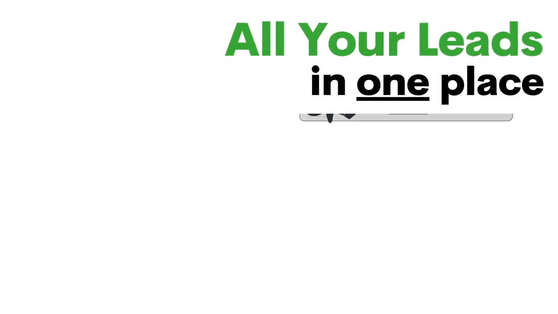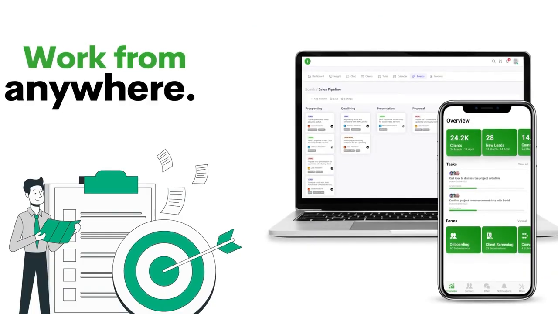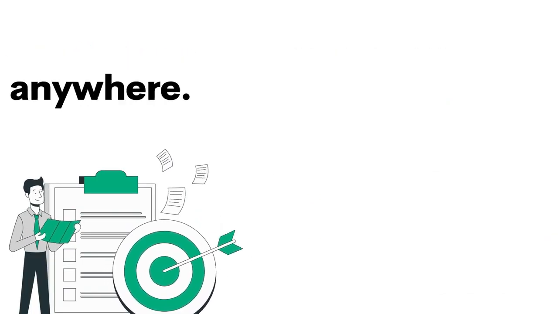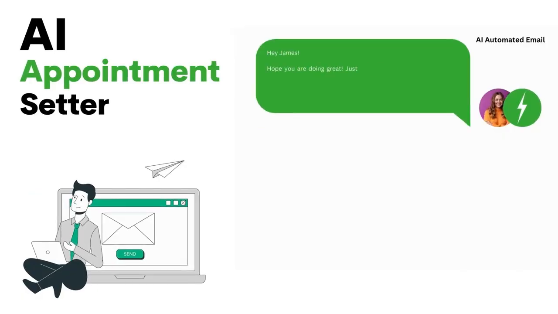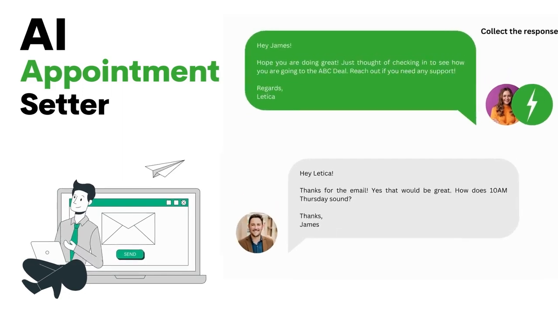Track all your leads, whether they come from Facebook, Instagram ads, or any other source. NinjaPipe's mobile and web app make lead management super easy. Never miss a follow-up again. Intelligent AI workflows automate messaging, ensuring you stay on top of everything.